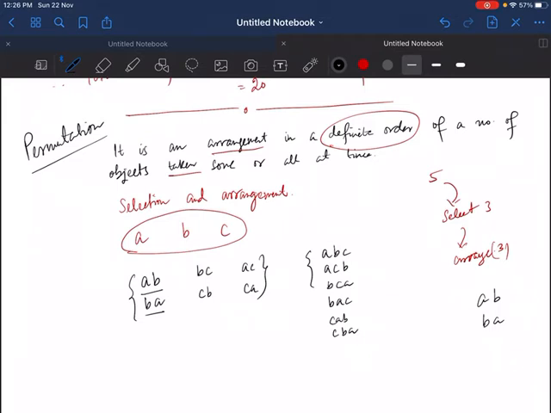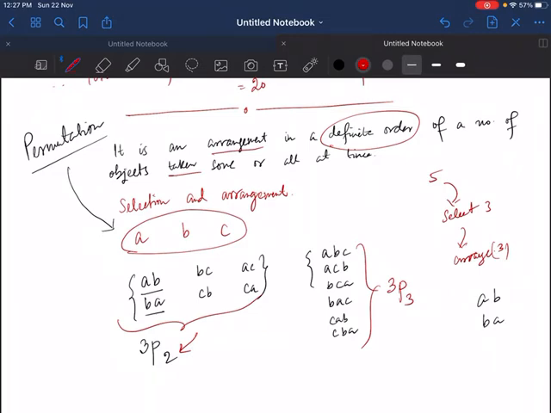Now obviously we will not be selecting each and every element like this, writing it in definite orders and counting. We cannot do it like that. So what is the shortcut to this? Since we are taking from 3 objects, the definition is: permutation of 3 objects taken 2 at a time is denoted by 3P2. What we have done here is known as 3P3, and this one is 3P2. I hope it's clear.